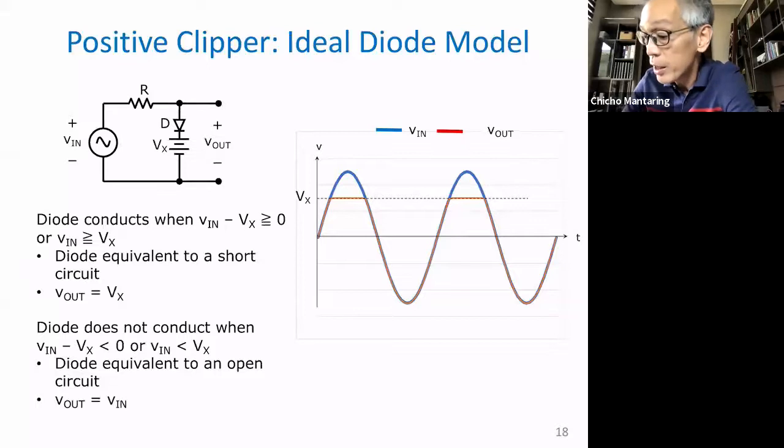Okay, so this is a positive clipper circuit. This is my input, and this is my output. Okay, Vx, itong voltage na to, establishes the maximum value that your output can be. In other words, it establishes the peak, no, value or the maximum value of V out. How does it do that?